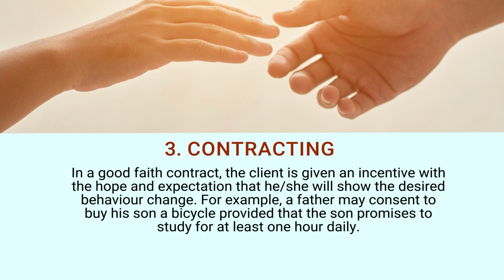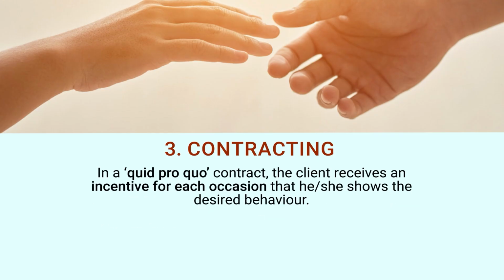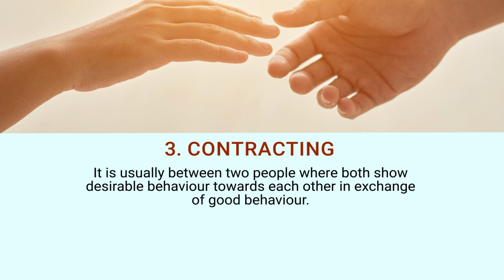For example, a father may agree to buy his son a bicycle provided that the son promises to study for at least 1 hour daily. So, these types of incentives are offered in exchange of good behavior. In a quid pro quo contract, the client receives an incentive for each occasion that he shows the desired behavior. It is usually between two people where both will show desirable behavior towards each other in exchange of good behavior.